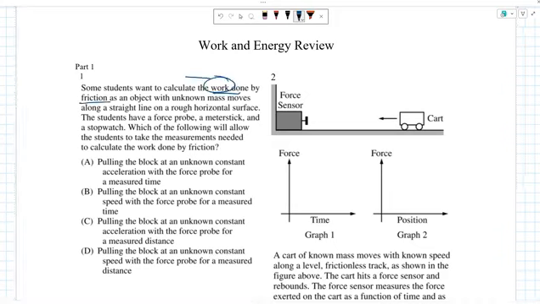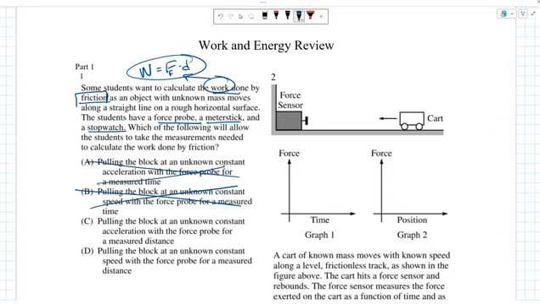We need to remember every time we see work, work is a force times a distance. So if it's the work done by friction, it's the force of friction times a distance. For an object moving along the surface, they can measure force, they have a meter stick and a stopwatch. Which of the following will allow them to take the measurements needed to calculate the work done by friction? So remember, work is force times distance, so they need to know how much the friction is and they need to know how far it goes. So they don't need time, so we can eliminate anything with time on it, so that helps.